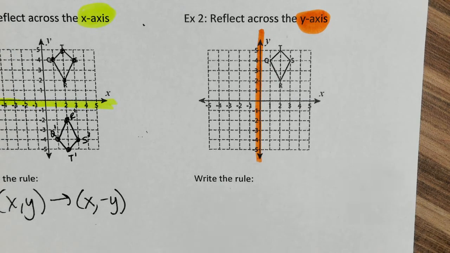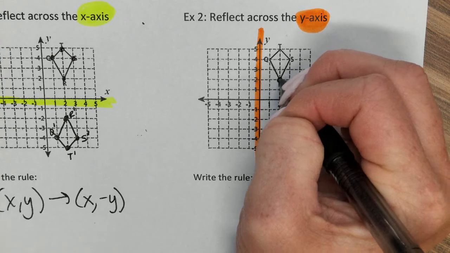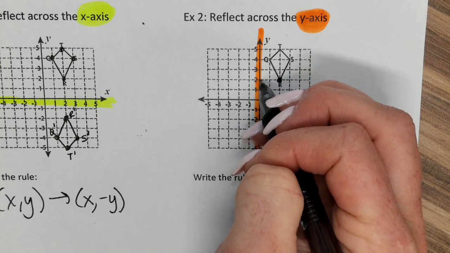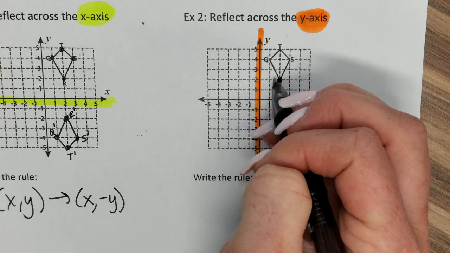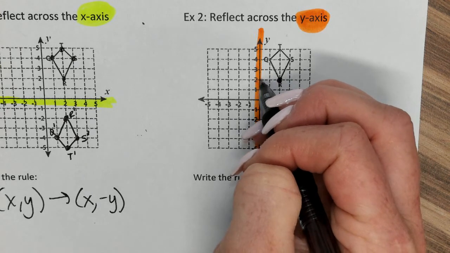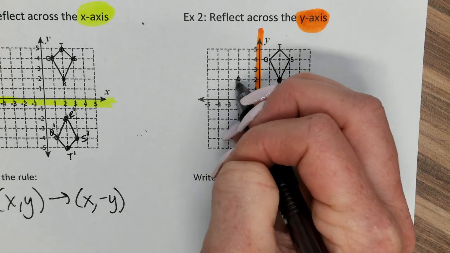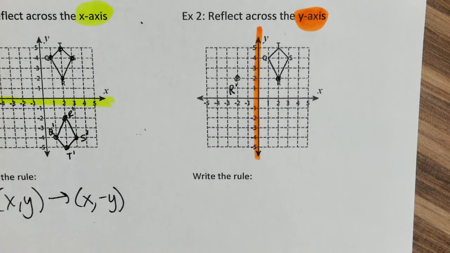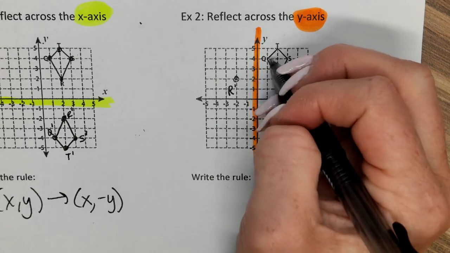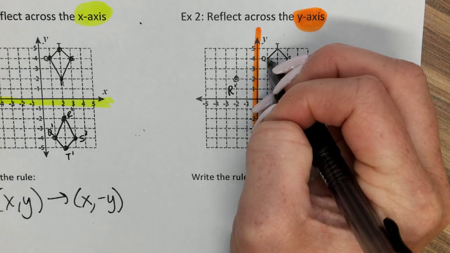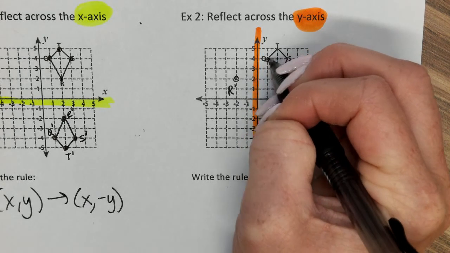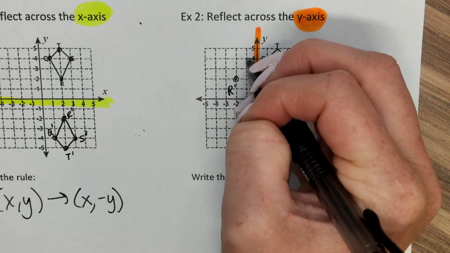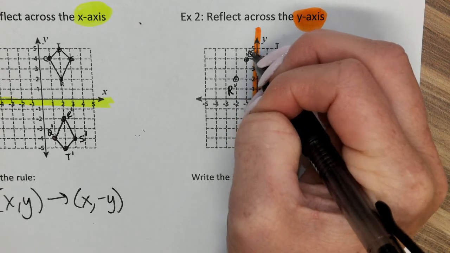So everybody look at point R. Point R is at the 2 on the y-axis. So instead of being right 2 from the 2, we're going to be left 2. And I'm going to label that my new R. All right, the Q is right here on the 4 on the y-axis, but instead of being right 1, it's going to be left 1. That is my new Q.